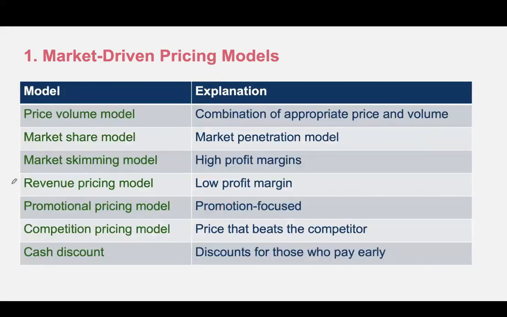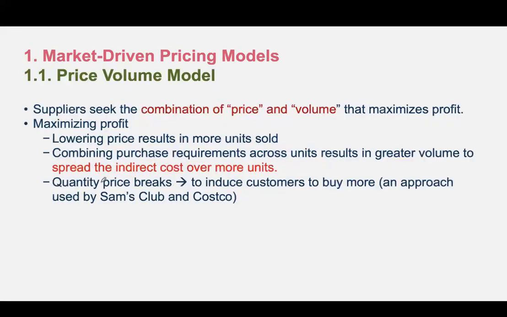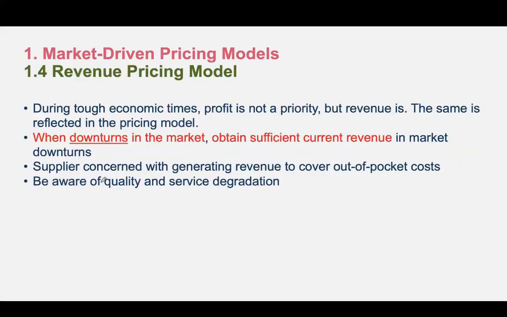And the next one is the revenue pricing model. A supplier is willing to charge a low price, and one of the keywords over here is downturns. For example, when the economy is down, or when a supplier is facing very tough competition. In this case, a supplier is not very much interested in making huge profit. Their only purpose is to keep their processes running, keep the business running, and therefore they are charging a relatively low price. So their profit is not a priority, but their revenue is.